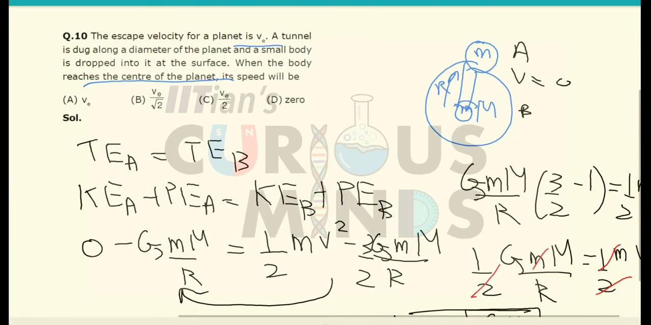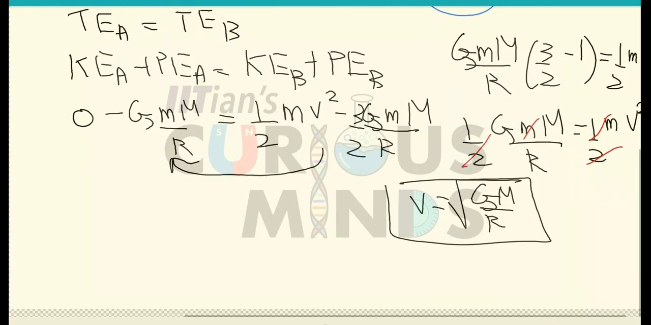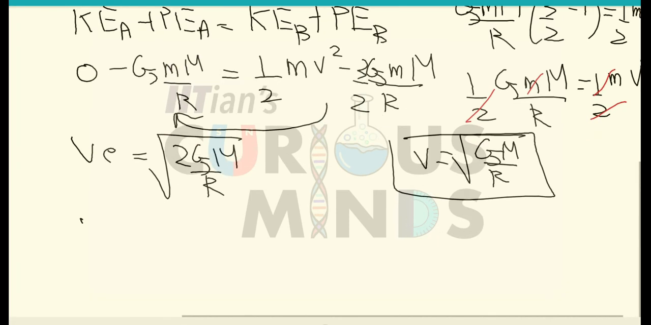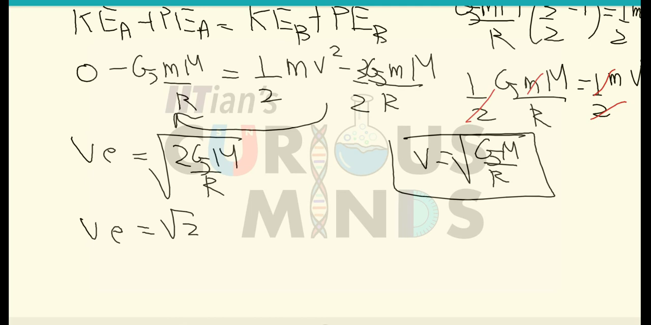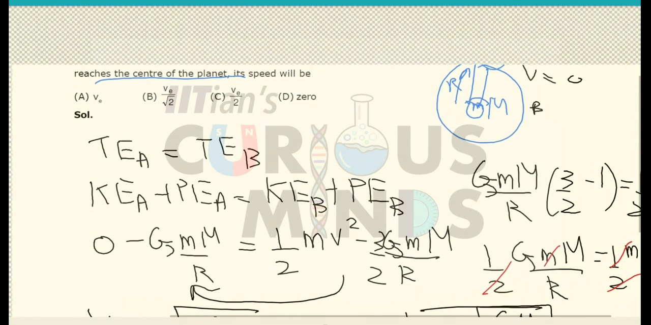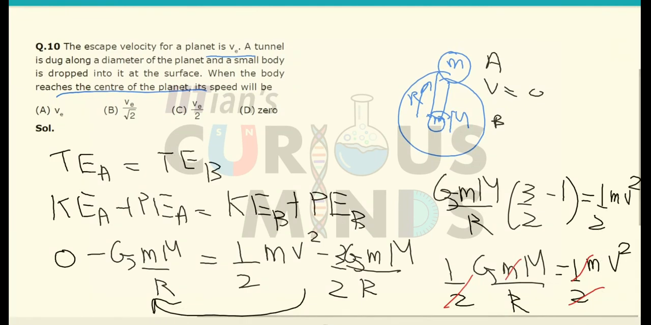Now we have to express it in terms of the escape velocity. The escape velocity for any planet is given as root 2GM divided by r. So I can clearly see that VE will be equal to root 2 times root GM by r, that is root 2 times v, that is v will be equal to VE divided by root 2. The velocity of the body at the center of the earth will be equal to VE divided by root 2, which is option number B.